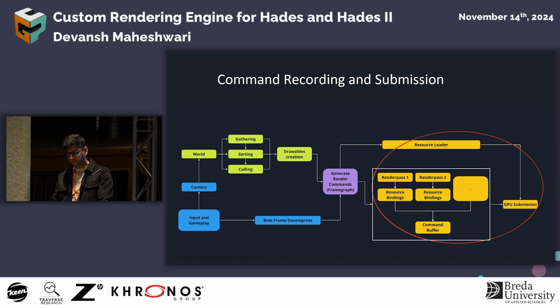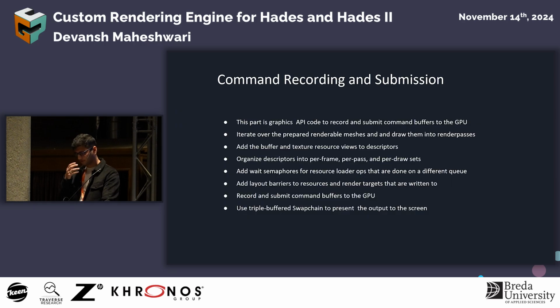Finally, this is our graphics API layer. This is slightly different for all platforms, but we can talk about it from the perspective of PC. So this part, as I mentioned, is the graphics API code, and it records and submits command buffers to the GPU. That's the final goal. We iterate over the renderable meshes and draw them into our render passes. And we start these render passes and then add our resources, the buffer and texture resource views, to the descriptors. We have organized these descriptors into per frame, per pass, and per draw sets to minimize the number of updates we have to do.